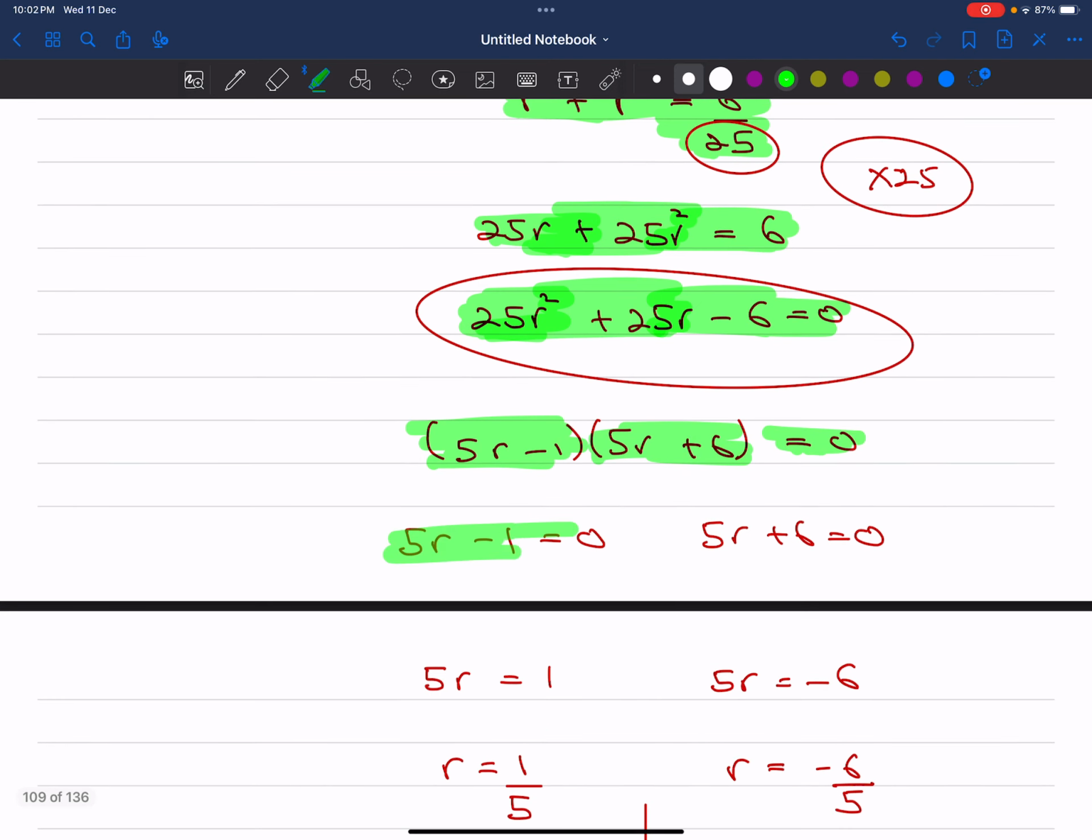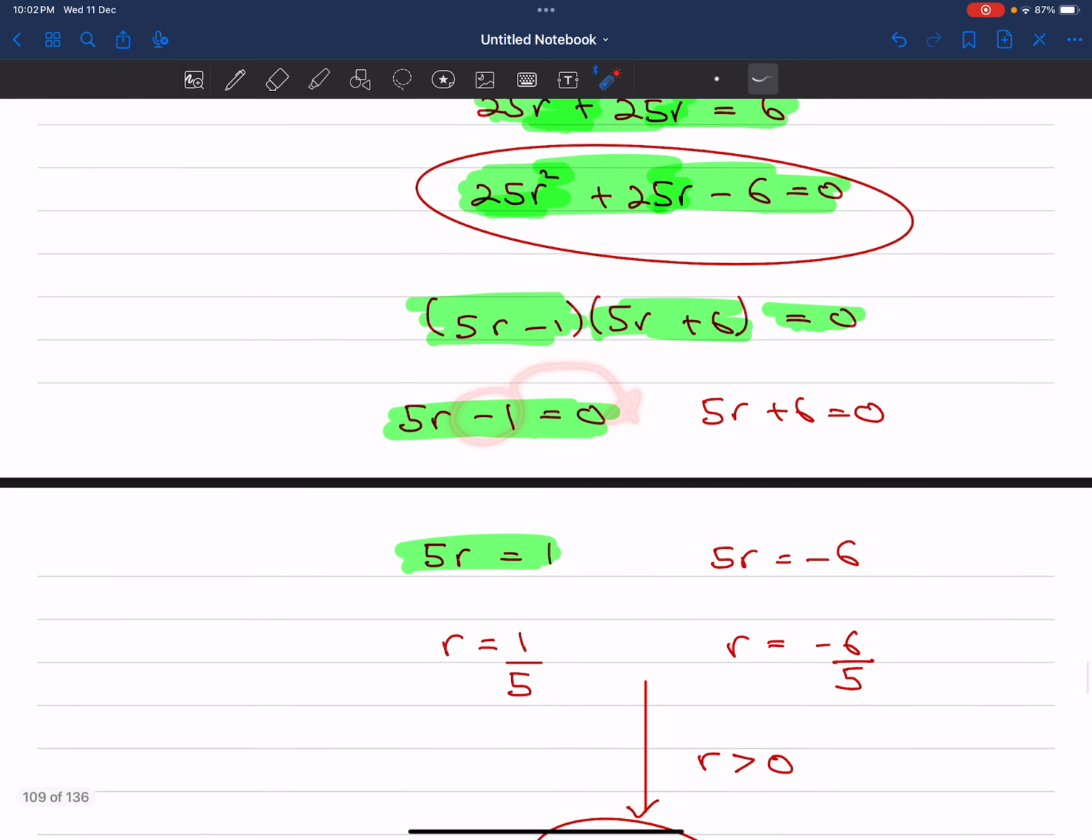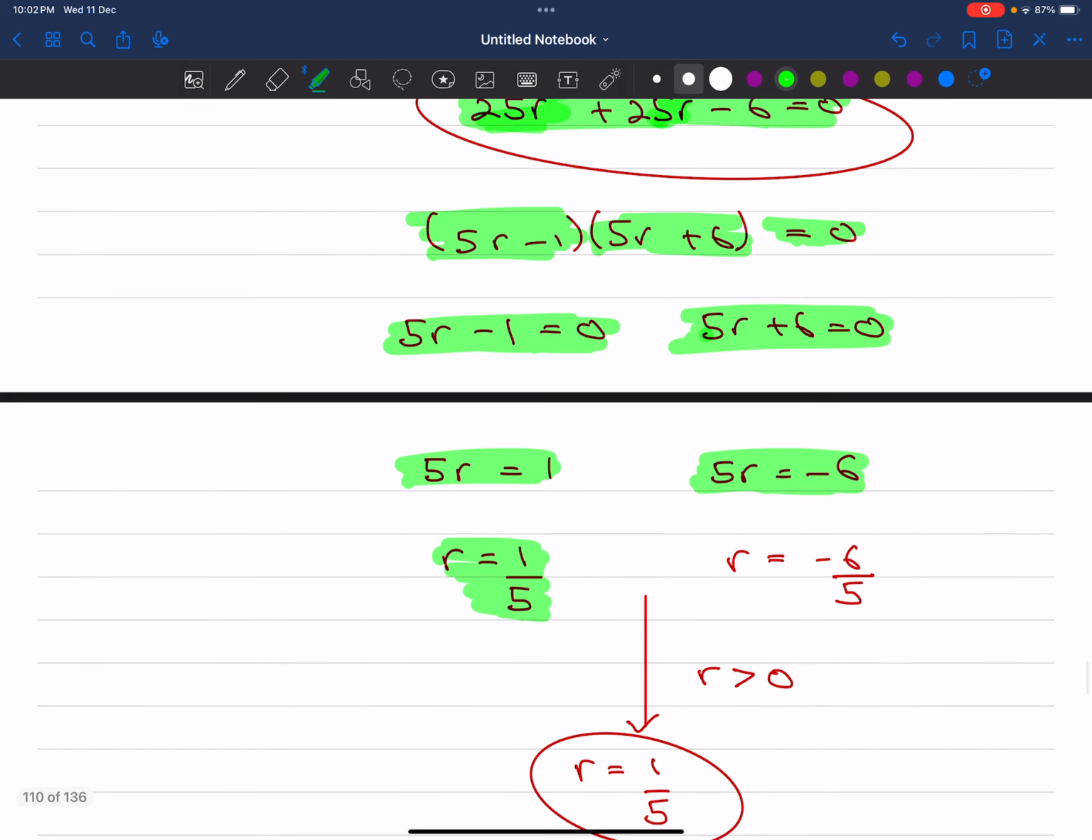Therefore, 5R minus 1 is 0. 5R is 1, because I transferred the negative 1 to the right hand side. And then the 5 I transfer to the right hand side. I get R equals 1 over 5. Now the other one you still have to do. That is 5R plus 6 equals 0. I transfer the 6. It becomes 5R equals negative 6. Then I transfer the 5. I get R equals negative 6 over 5.